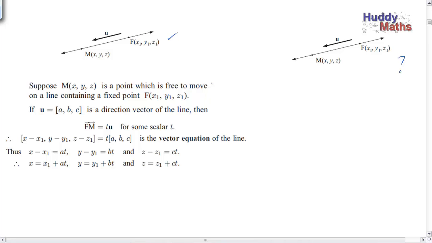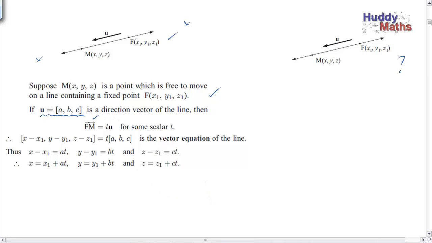So we're supposing M(x, y, z) is a point free to move. So it's a general point. It could be there, it could be up here, it could be further down here, all on that line in either direction. And we're saying the direction that we're specifying for the line is given by the u vector (a, b, c). So what could you say about FM?